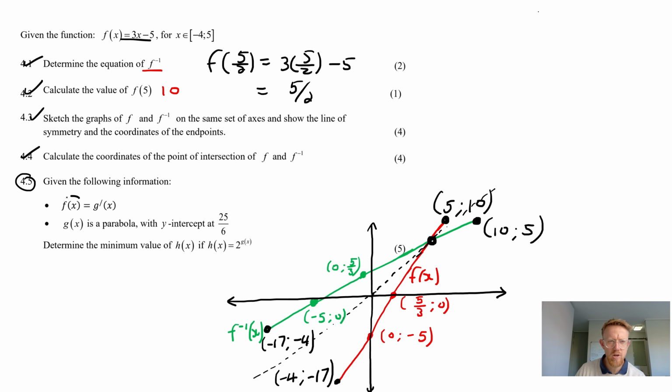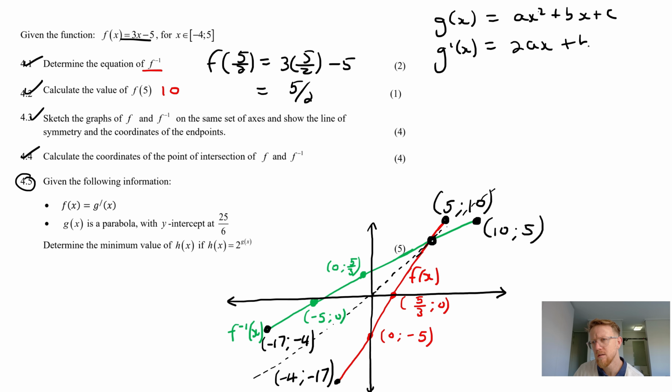Okay, so I think let's just start over here. They say that g of x is a parabola, so that has the general formula of that. Now, they said that f of x is equal to the first derivative. So let's go take the first derivative. Okay, so we have that. Now, they said that the equation of f, which is 3x minus 5, is equal to that. So we can then say 3x minus 5 is equal to 2ax plus b.